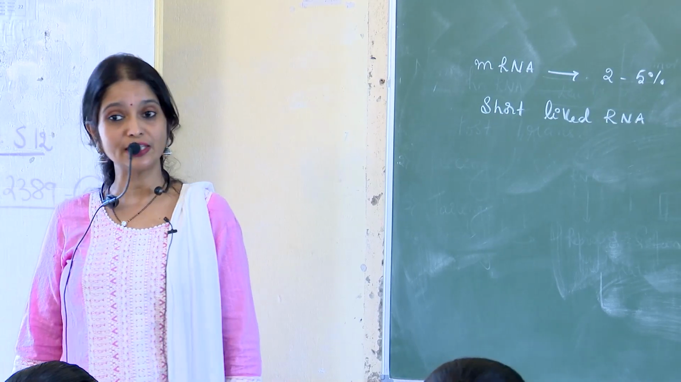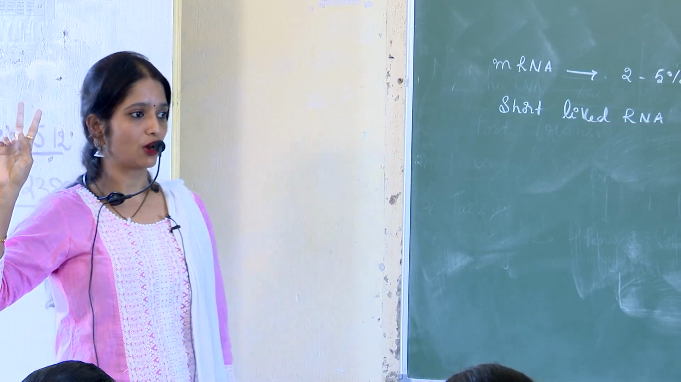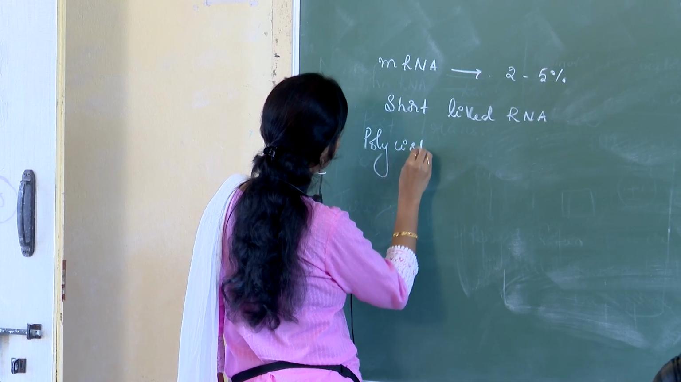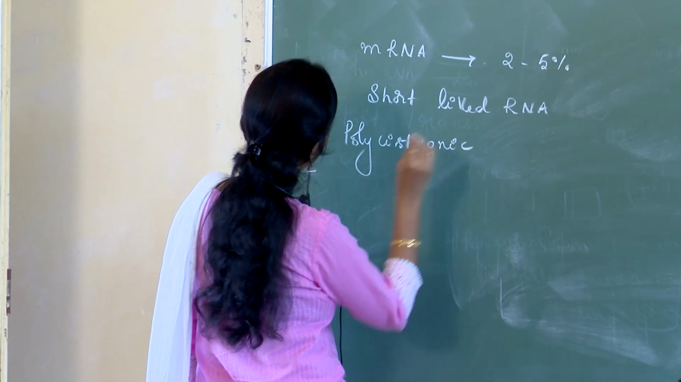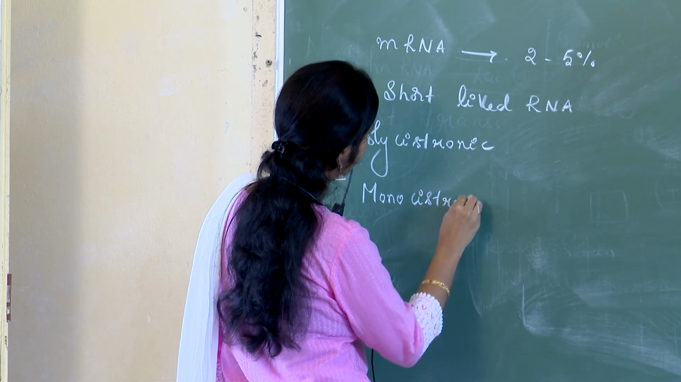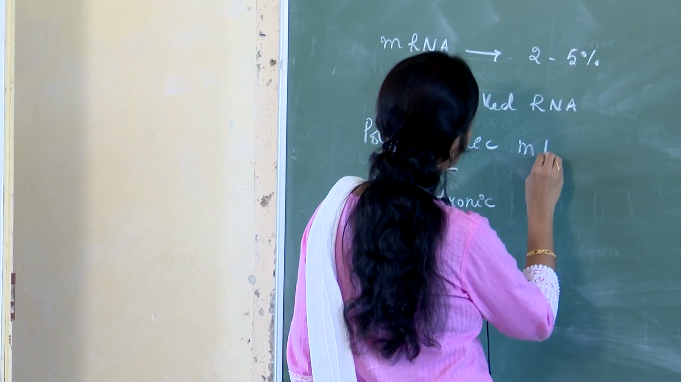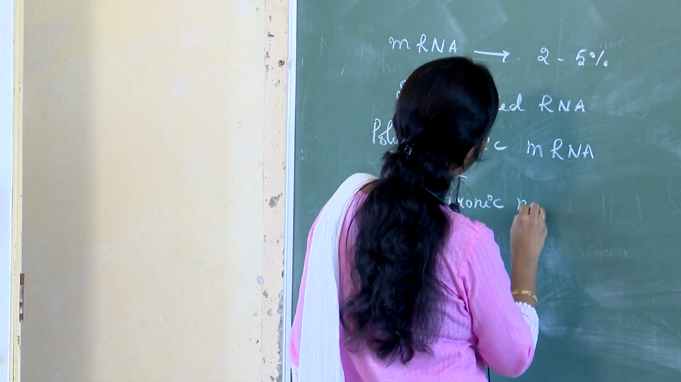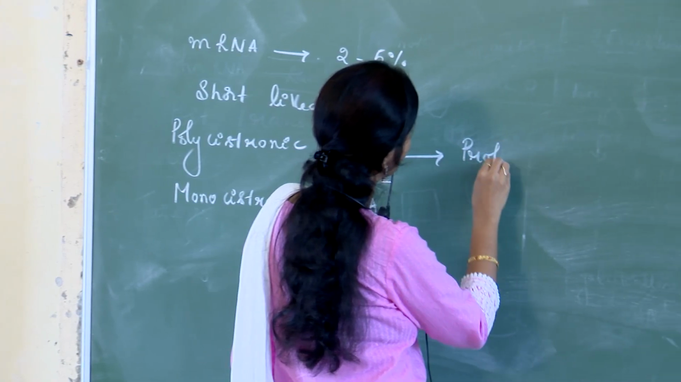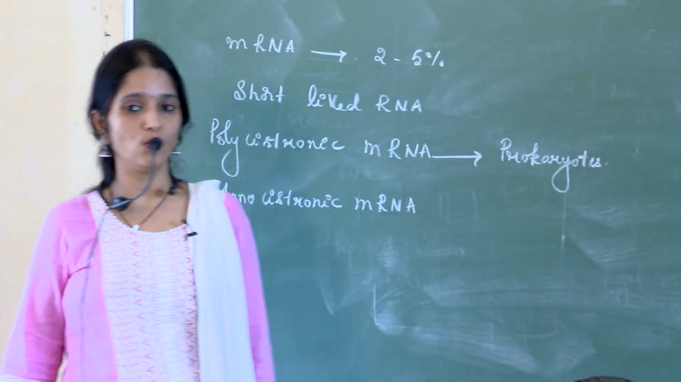Yes. Messenger RNA are of two types, polycistronic and monocistronic. Polycistronic mRNA, where is it present? Polycistronic mRNA is present in prokaryotes.